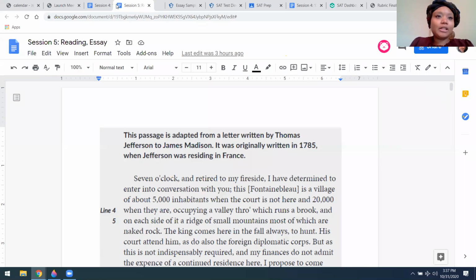If anyone has any issues with reading this or pulling this up on their computer, please put it in the chat or unmute yourself and say so, because I think it's just a much easier thing to do.